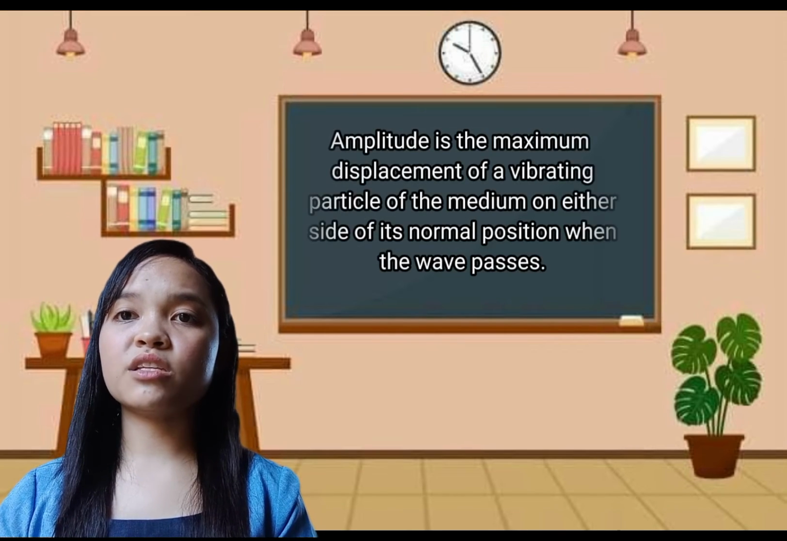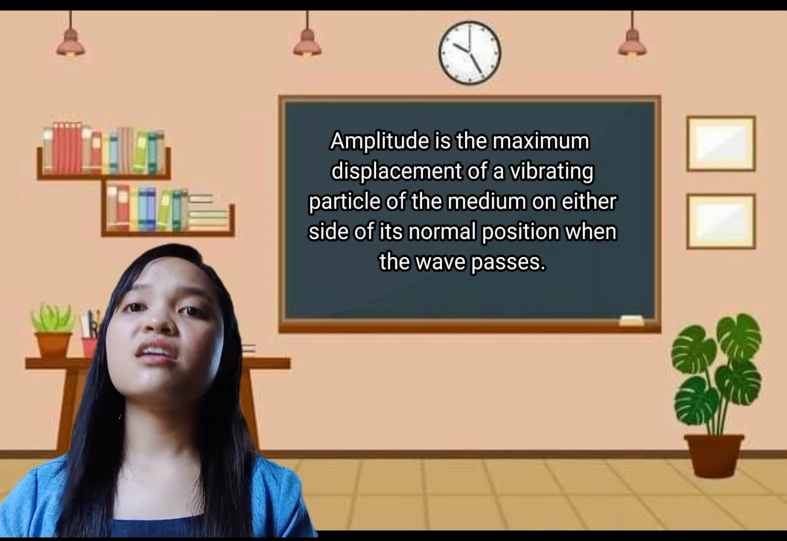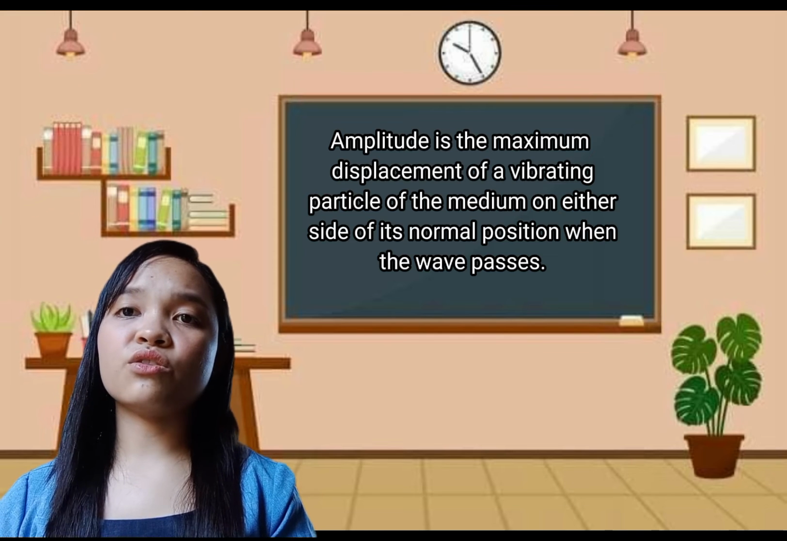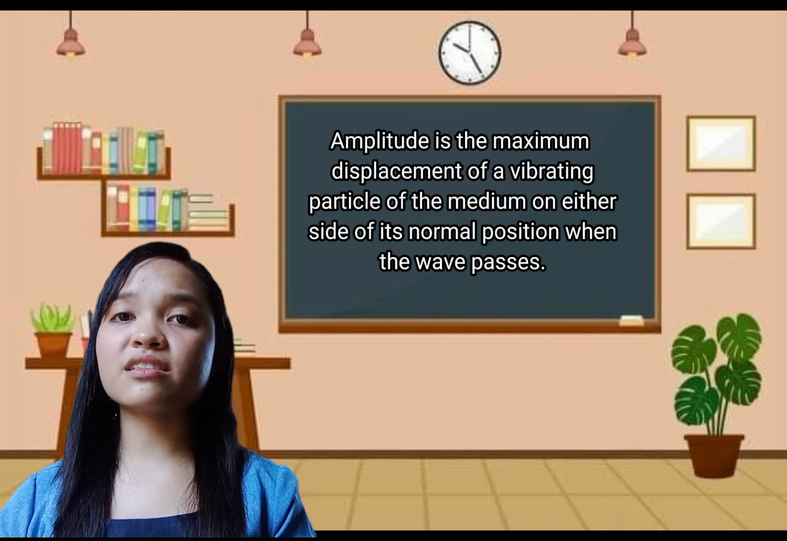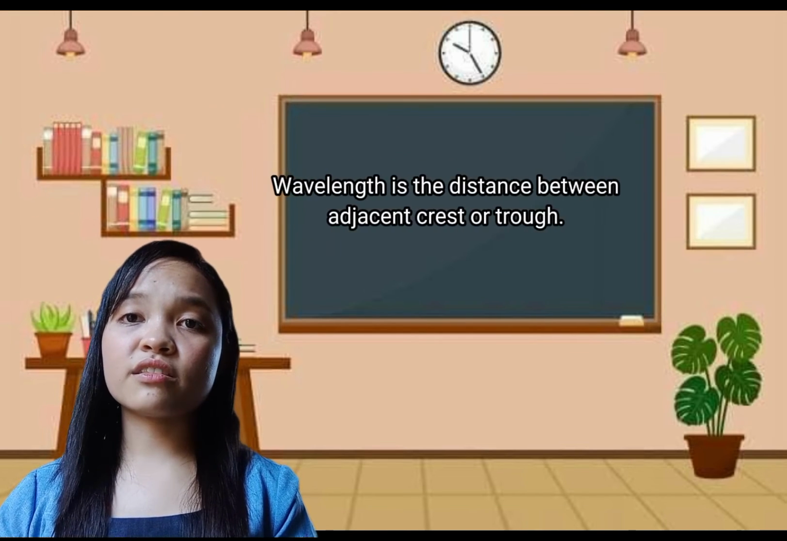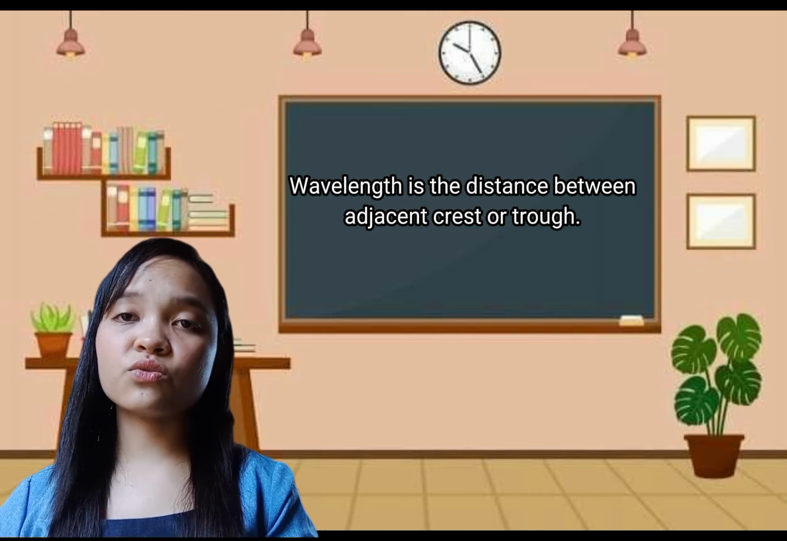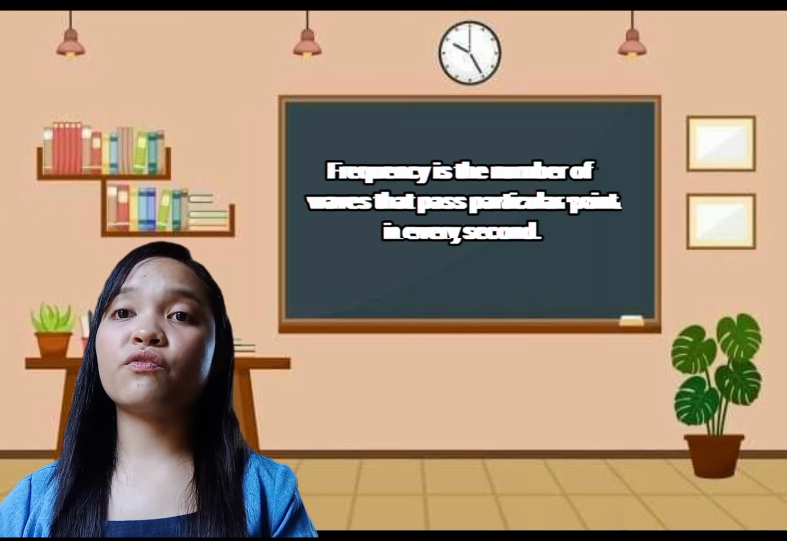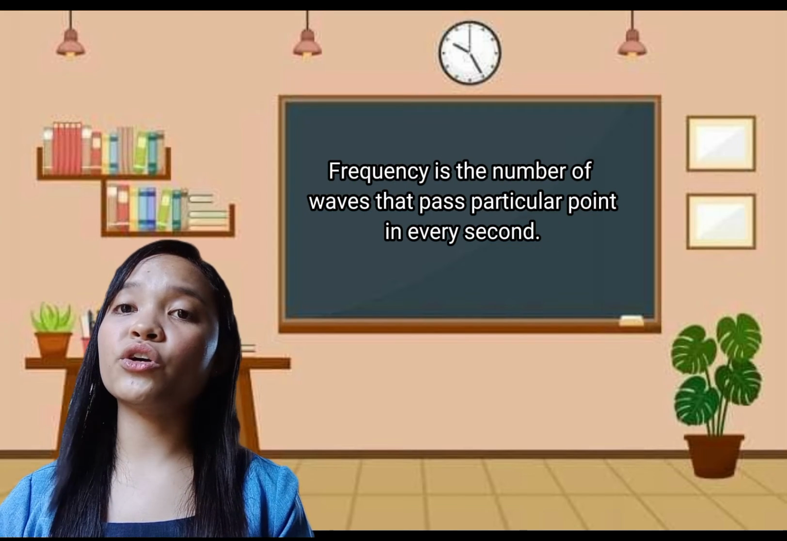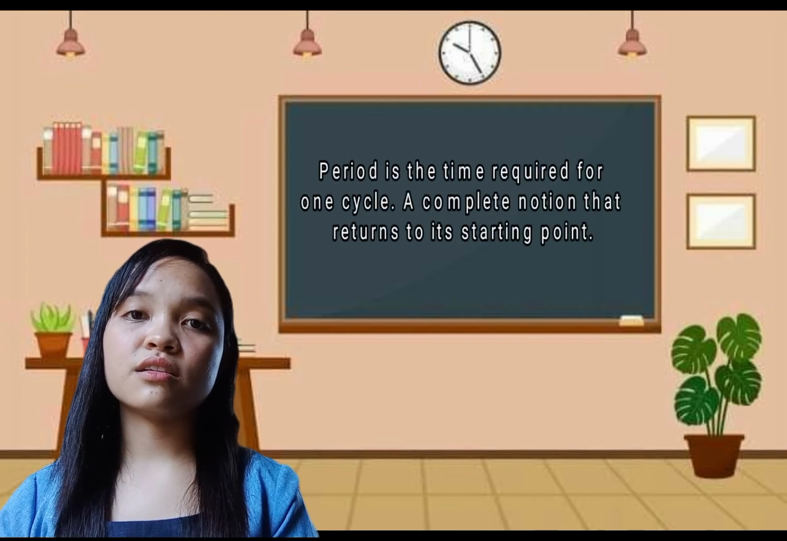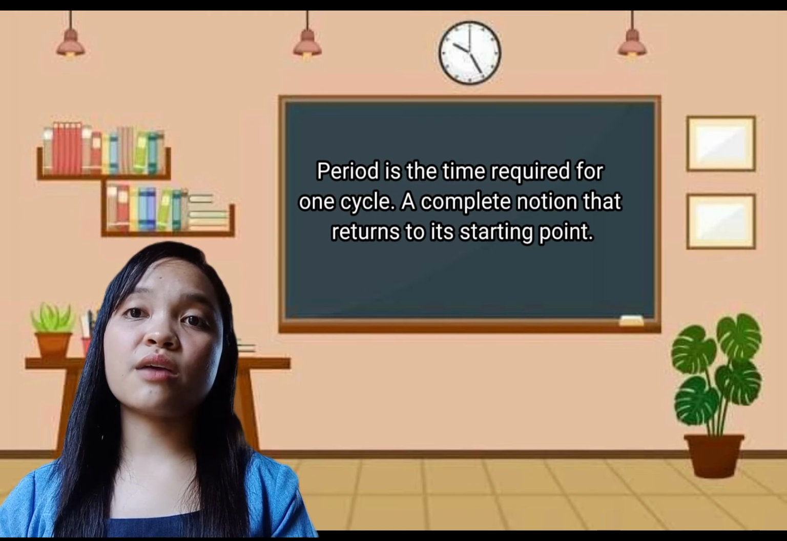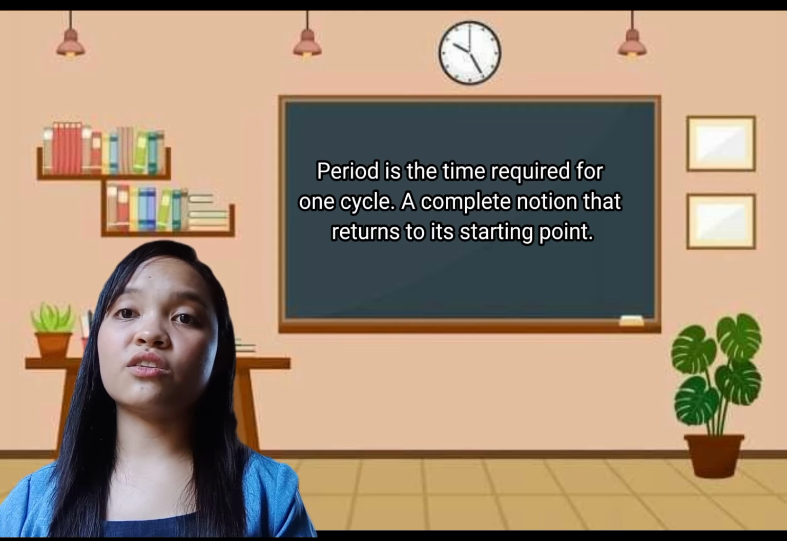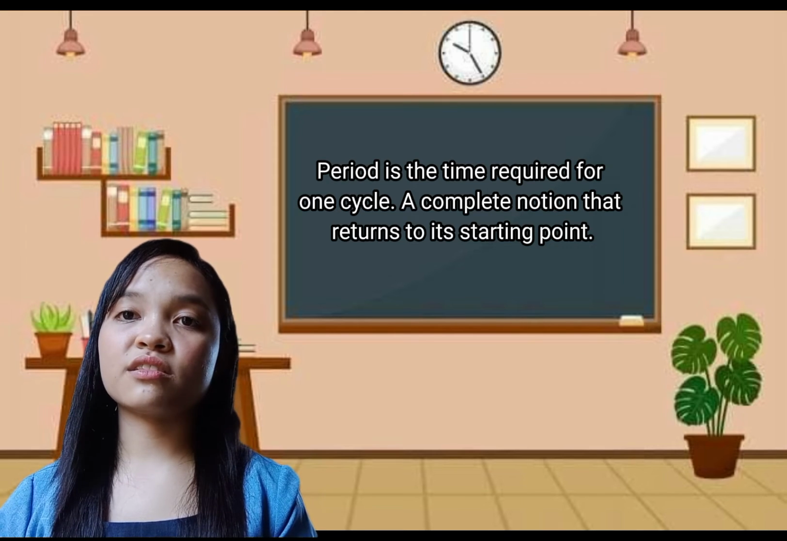Amplitude is the maximum displacement of a vibrating particle of the medium on either side of its normal position when the wave passes. Wavelength is the distance between adjacent crests or troughs. Frequency is the number of waves that pass a particular point in every second. Period is the time required for one cycle, a complete motion that returns to its starting point.